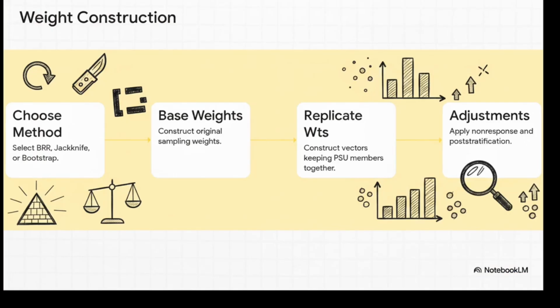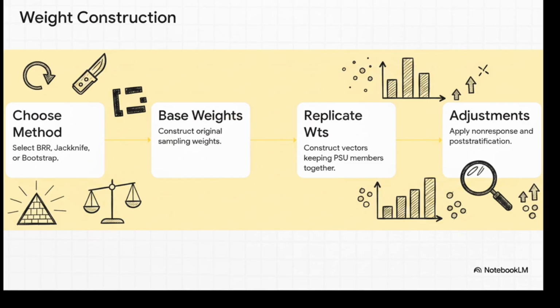How do we actually package this computational power so end users can analyze the data without needing a PhD in survey design? We use a rigorous 4-step pipeline for survey weight construction. First, you choose your replication method, so Bootstrap, Jackknife, or BRR. Second, construct your original base weights, which are really just the inverse of the selection probabilities. Third, generate your columns of replicate weights using the math we literally just discussed.